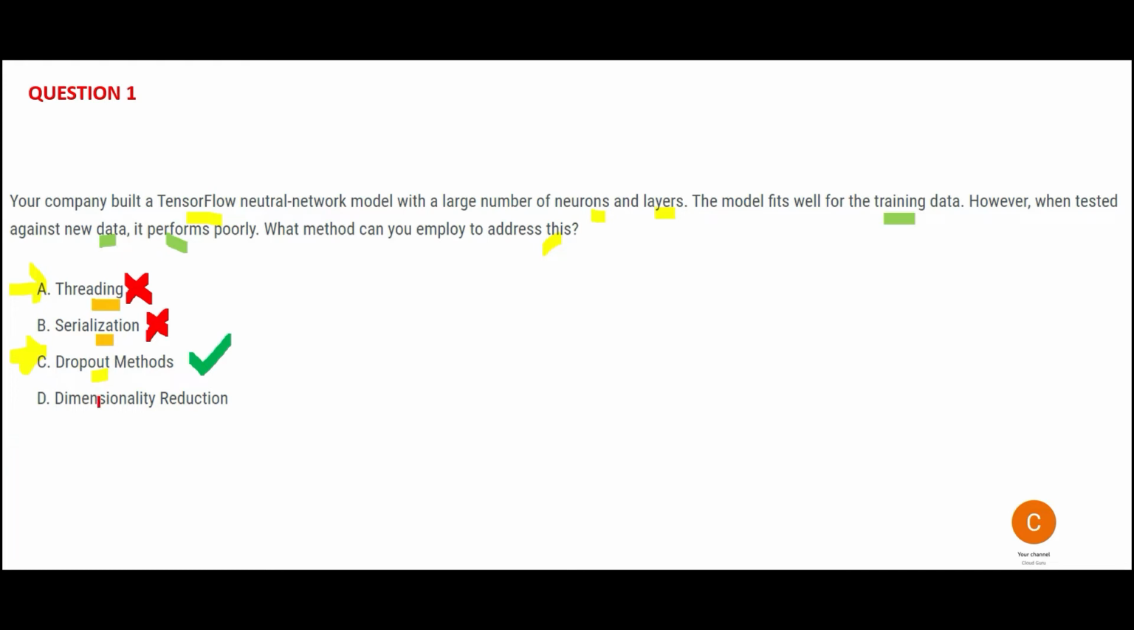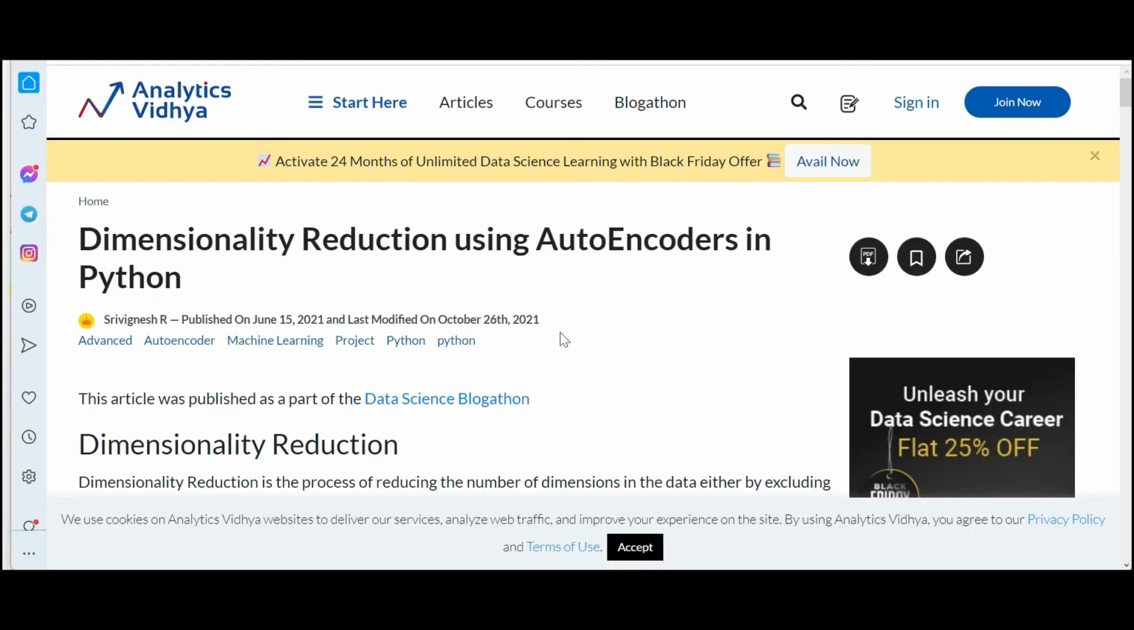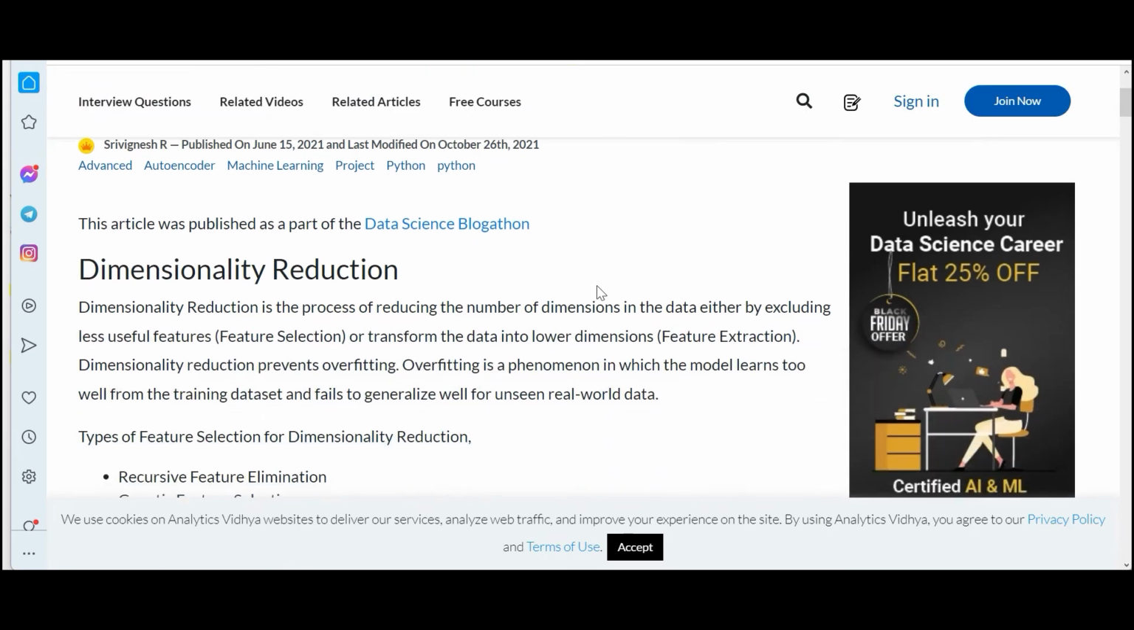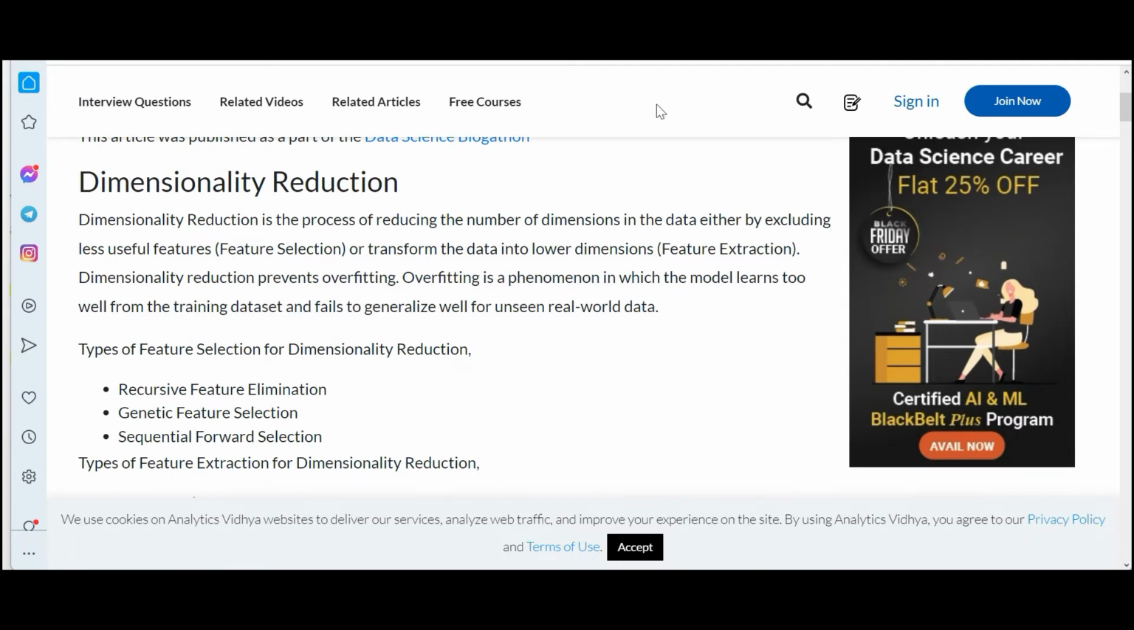The fourth one is dimensionality reduction. This is a website from Analytics Vidhya, and it is talking about how dimensionality reduction helps. Basically, it reduces the number of dimensions by excluding less useful features.